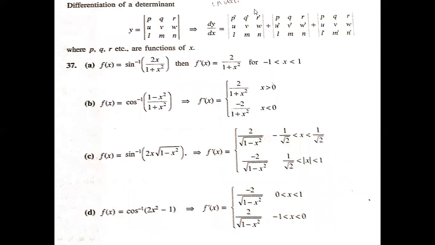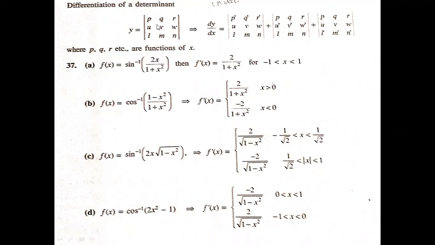Next 37. Before 37th, we have one more: differentiation of determinant. How to find the differentiation of determinant?